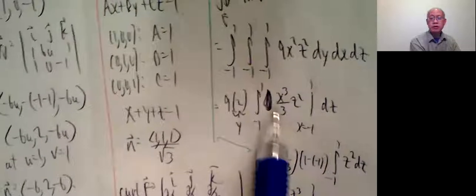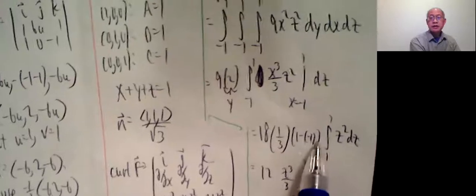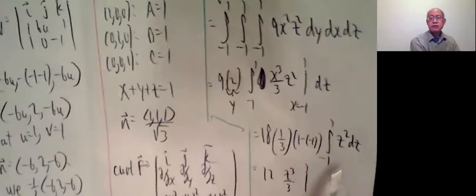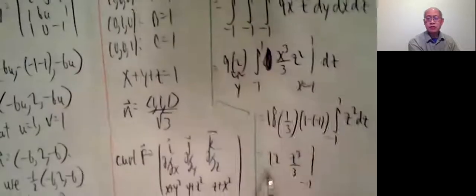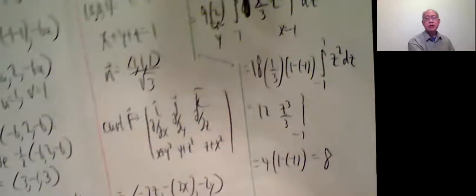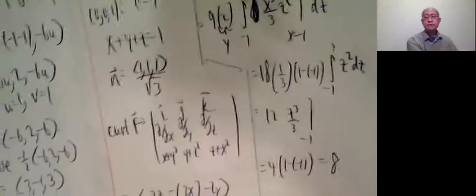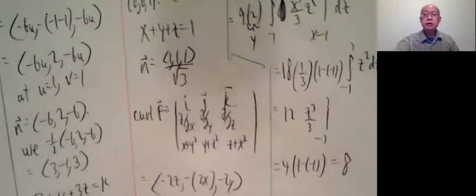Then plug in 1 minus -1. And then I'm going to integrate z² from -1 to 1. So it's 18 times 1/3, which is 6, times 2 is 12. 12 z³ over 3 from -1 to 1. 12 divided by 3 is 4. So 4 times (1 minus -1), 4 times 2. The final answer is 8. All right, so these are solutions to Milham's Calc 3 exam number 5.